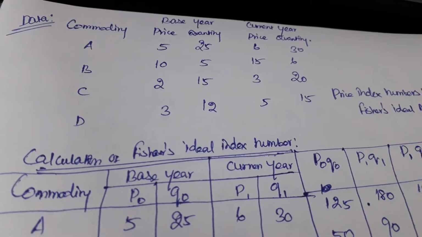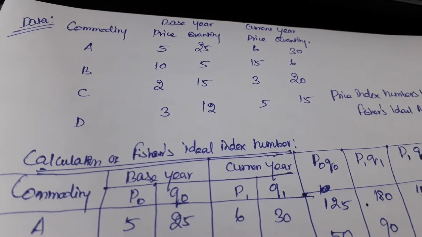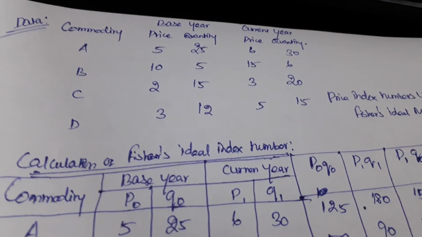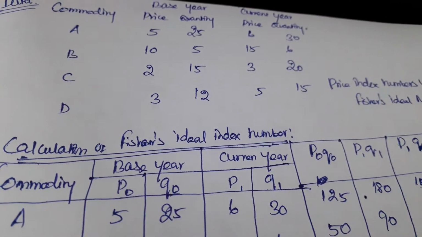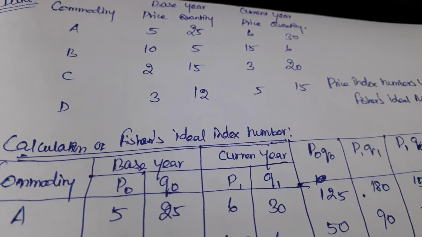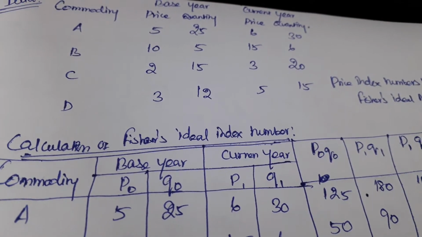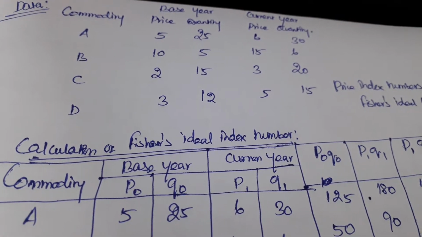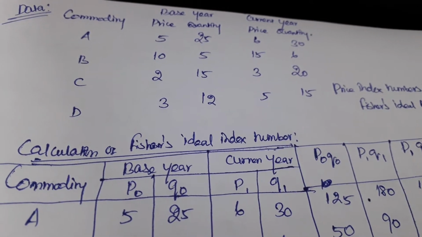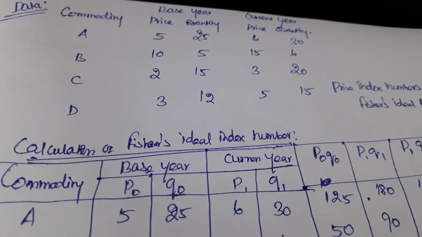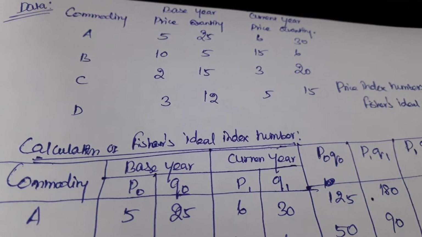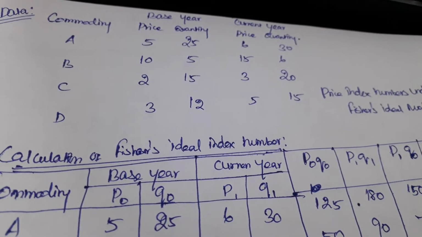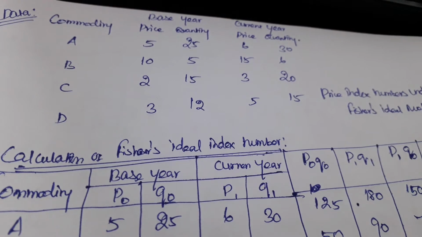Today we are going to look at an important topic of business statistics. Under this subject, we are now going to look at the unit of index numbers, under which we are going to calculate the price index number under Fisher's ideal method. The problem is given here, through which we need to calculate the price index number. Before solving the problem, we will look at the meaning of an index number.